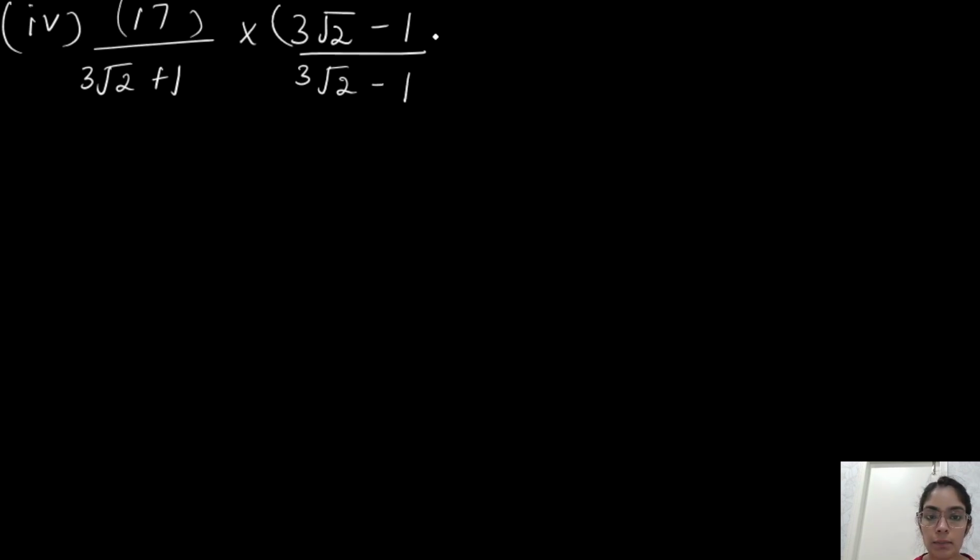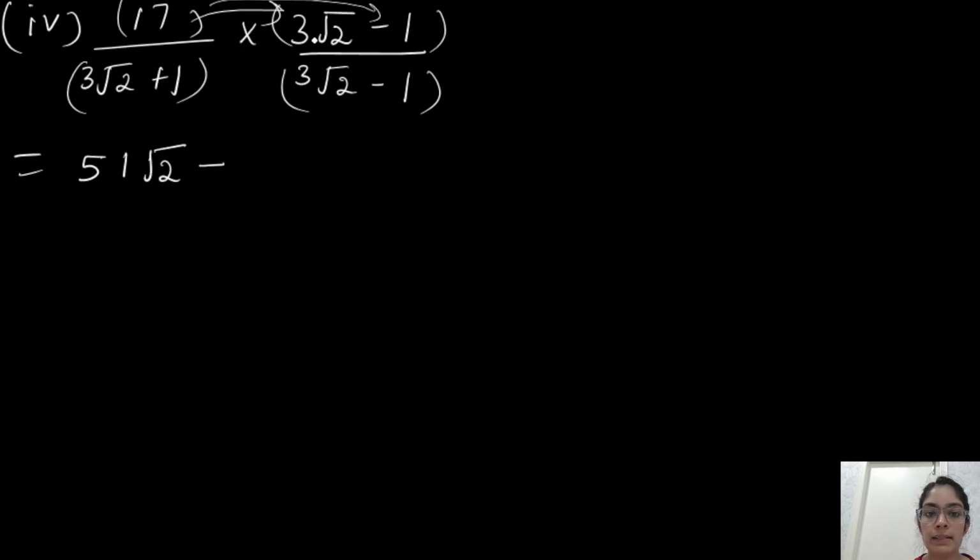So numerator will get multiplied with numerator, denominator with denominator. Like multiplication I have already taught you, this with this also and this with this also. So 17 into 3 we will multiply, 17 into 3 is equal to 51. Root 2 as it is will come. Minus 17 into 1 is 17.